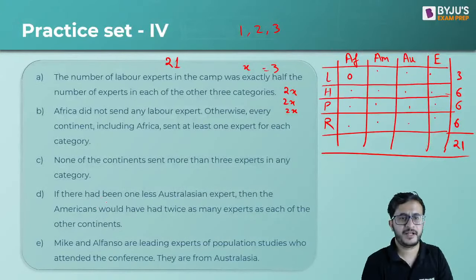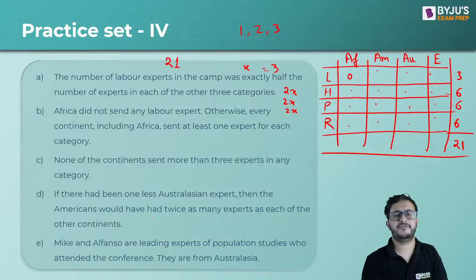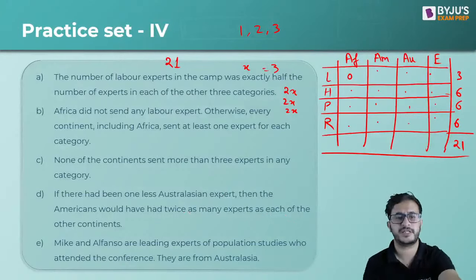Okay. If there had been one less Australasian expert, then the Americans would have had twice as many experts as each of the other continents. Okay.